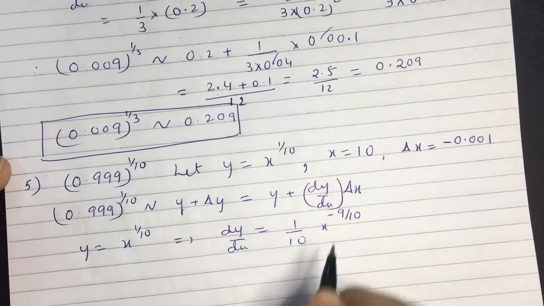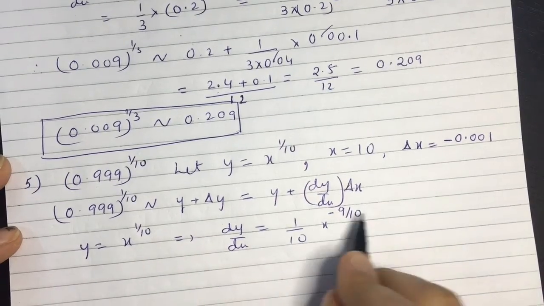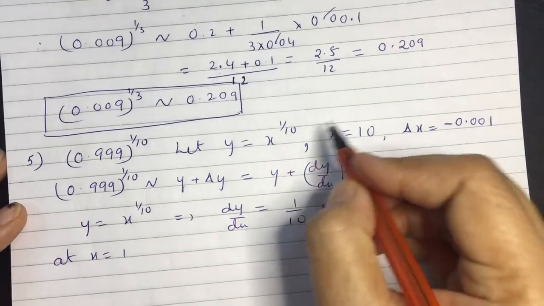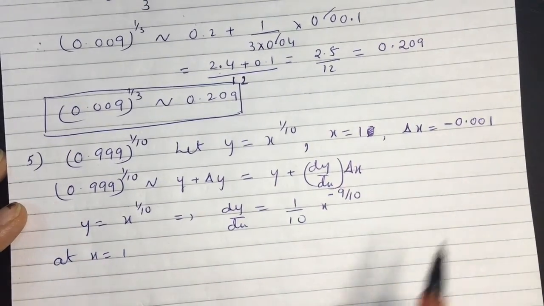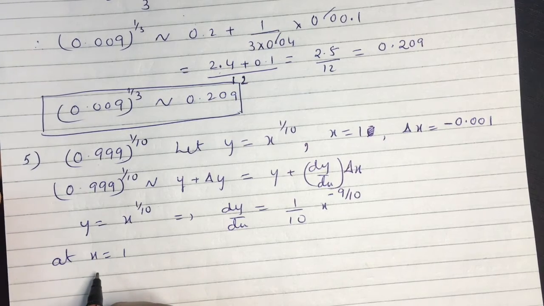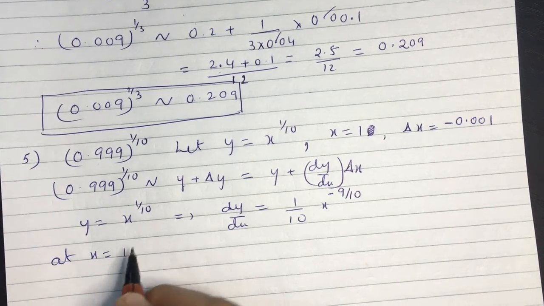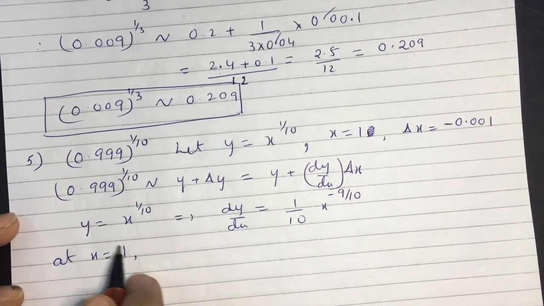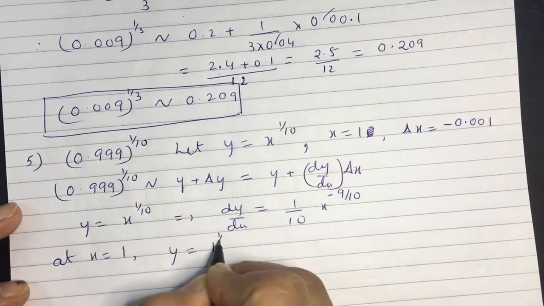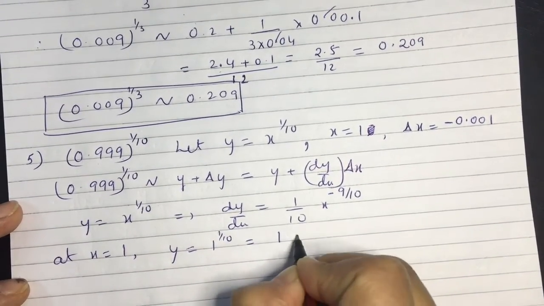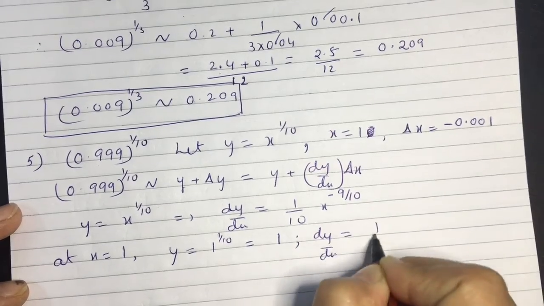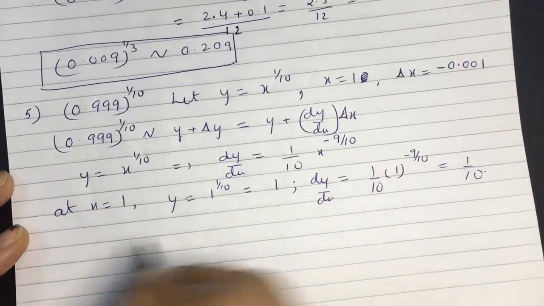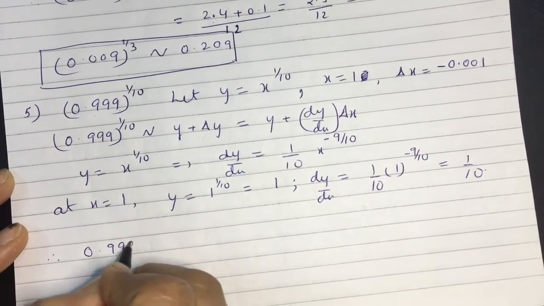Now this becomes equal to, now at x equal to, x is not 10, x is equal to 1. Now at x equal to 1, y will be equal to 1 raised power 1 by 10, which is 1. And dy by dx will be equal to 1 by 10 into 1 raised power minus 9 by 10, which is 1 by 10.